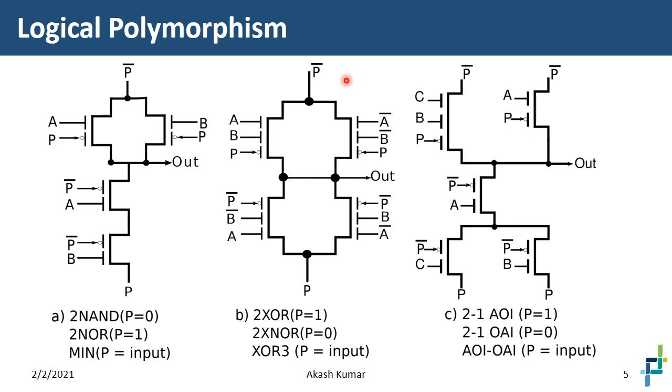An attacker who only has access to the layout of this particular circuit is not able to make out whether it's an XOR or an XNOR, and hence he or she is not able to decipher the correct functionality of the circuit. Similarly, over here we have an AOI and an OAI gate functionality, and even AOI, OI, depending on whether P is an input or not.